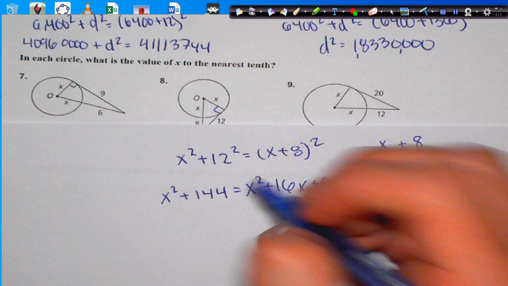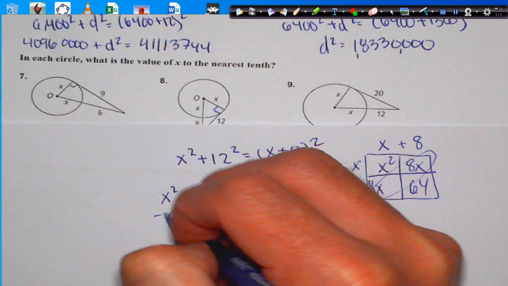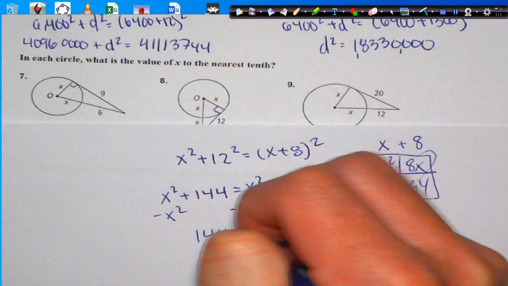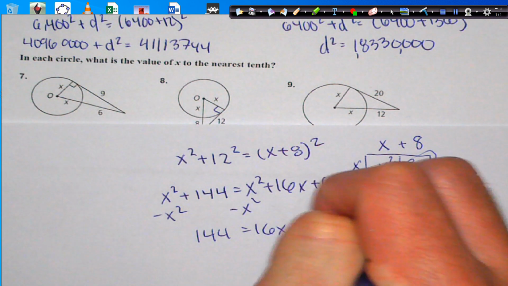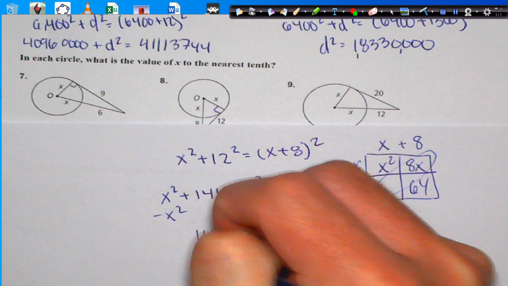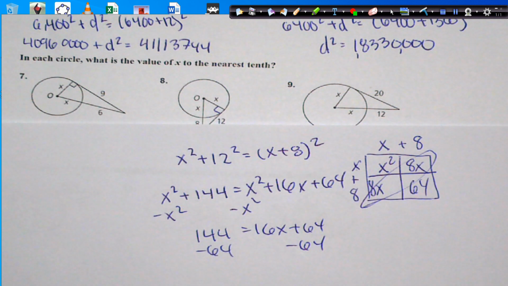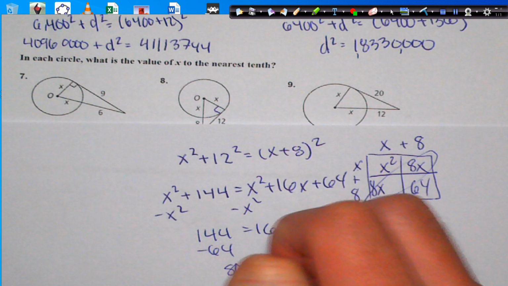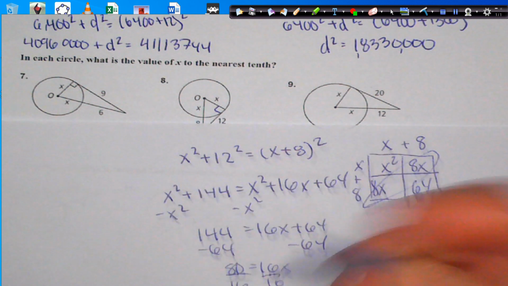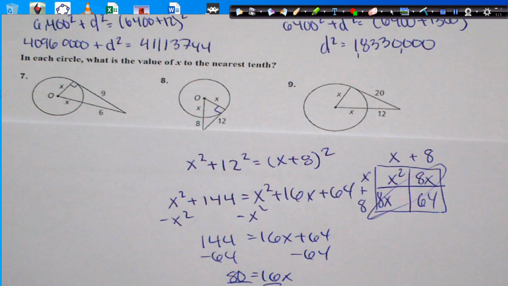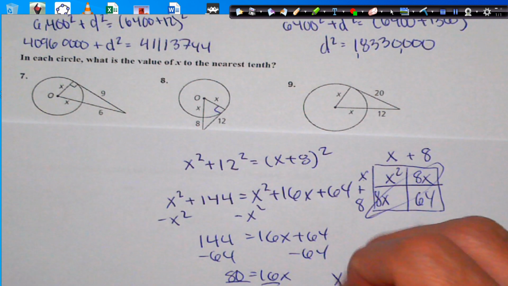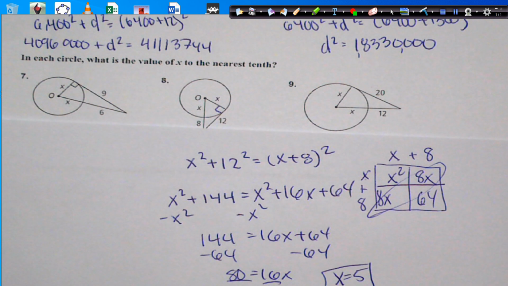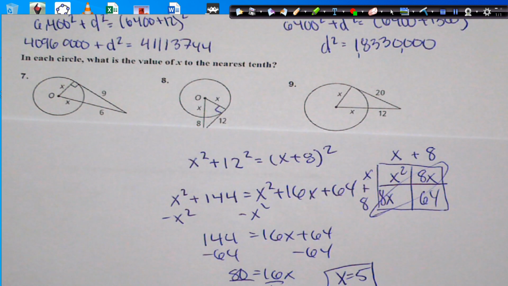And right away I see we can subtract the x squared. So we get 144 equals 16x plus 64. And then I'm going to subtract the 64. And I should get exactly, I feel like it's going to be 80, but always double check with the calculator. And then divide by 16. And we get x equals 5. Okay? So that one actually turns out pretty nice.